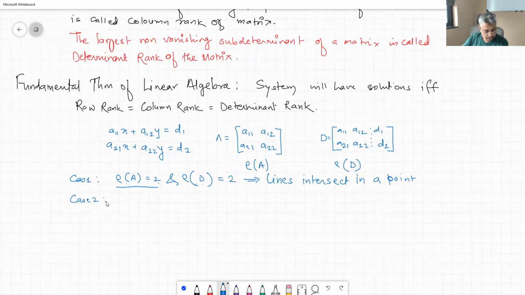Case 2. You have rho of A equal to 1 and rho of D equal to 2.